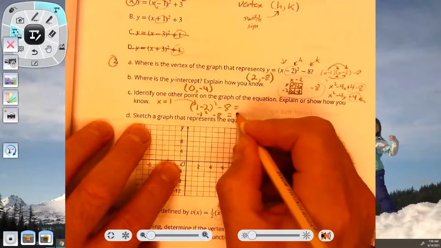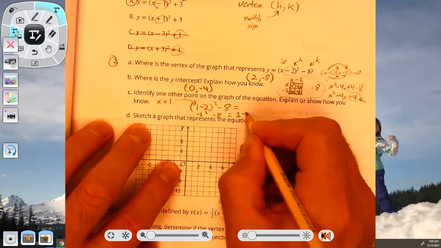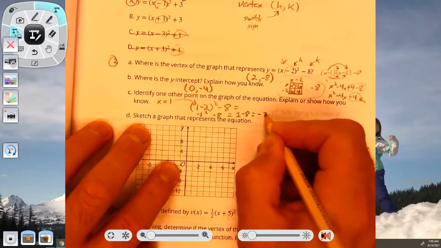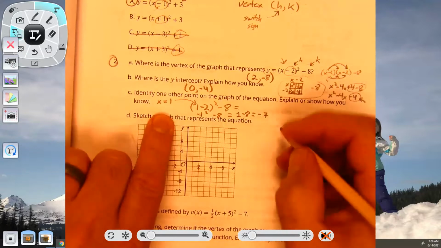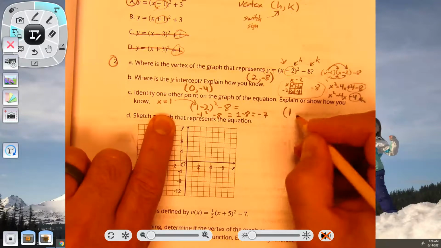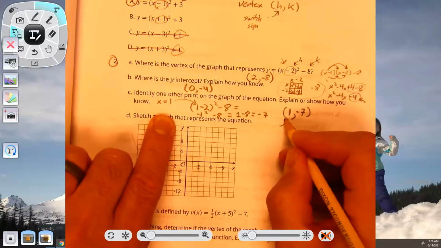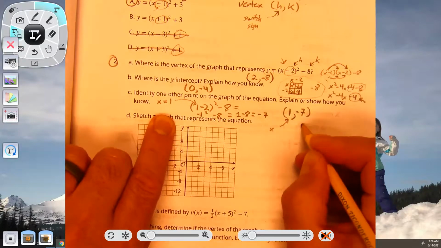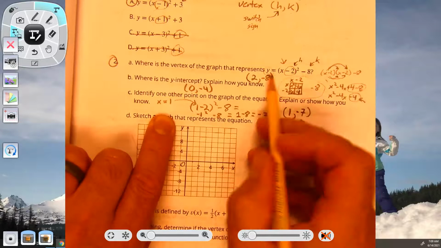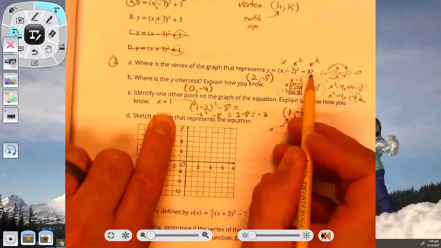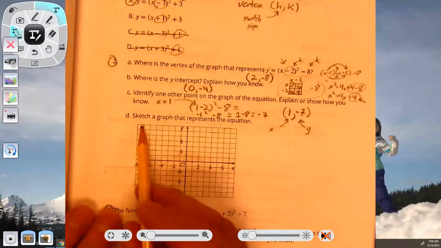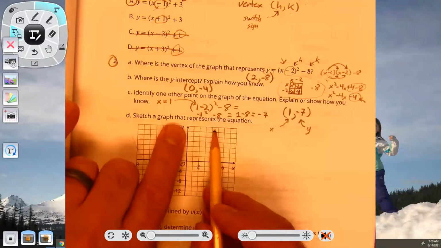So this equals positive 1 minus 8, which equals negative 7. So another point is going to be 1 comma negative 7. Remember, this was my x, and this was my y. Right? It says y equals this whole thing. All right, so let's go ahead and sketch the graph that represents this equation.